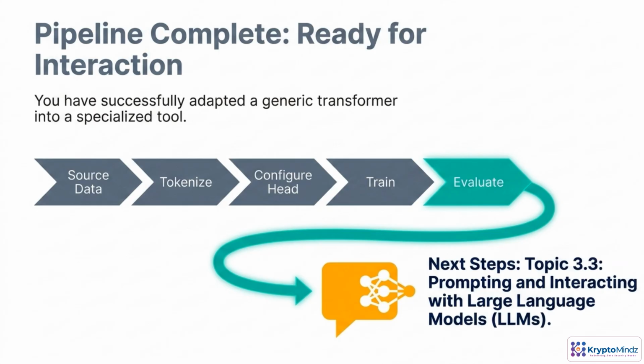Pause for a moment and notice how far you've come. You can now turn raw text into a fine-tuned classifier that actually works. Next, we'll zoom out and explore prompts to steer full-size language models.